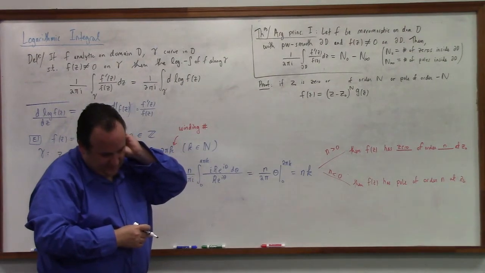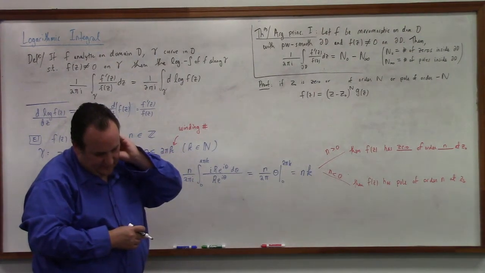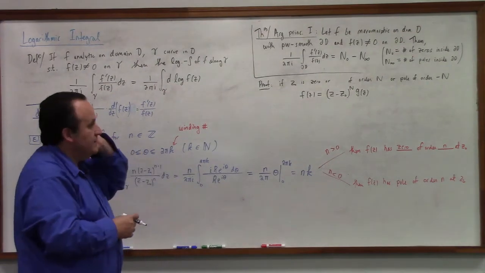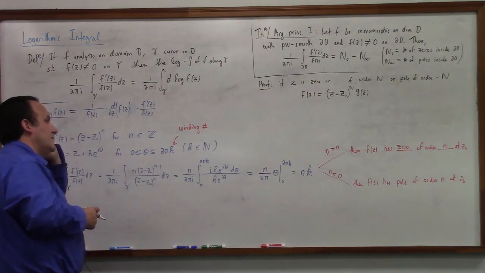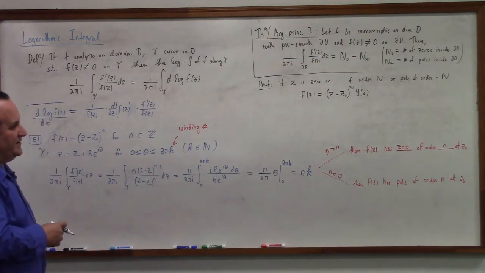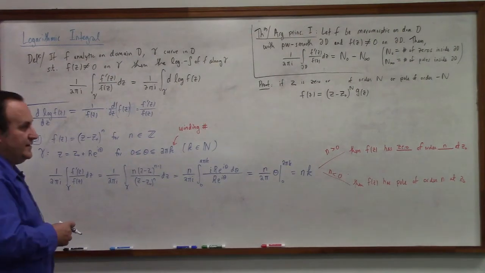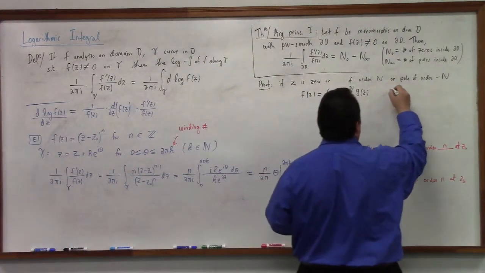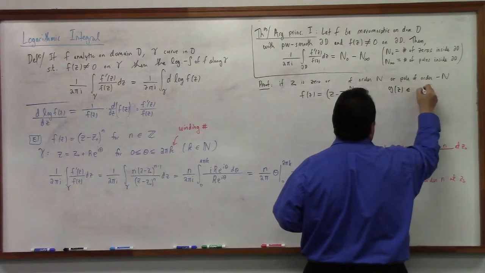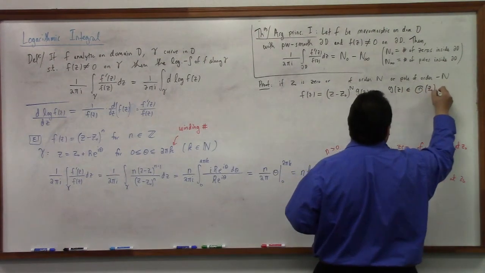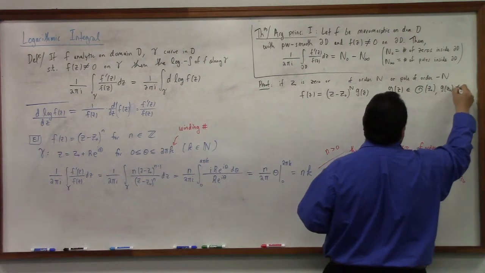I guess in my notes I just have 2 separate proofs. Maybe I should do that. I was reading Gamelin, and I think Gamelin just does both at once. If n is positive, that's a zero of order n. If n is negative, then it's a pole of order minus n. But it's really the same formula for both. And here, g of z is holomorphic at z naught with g of z naught not equal to 0.